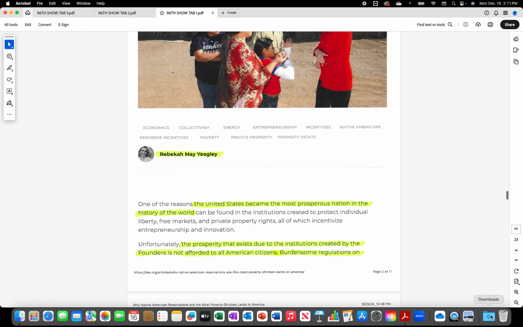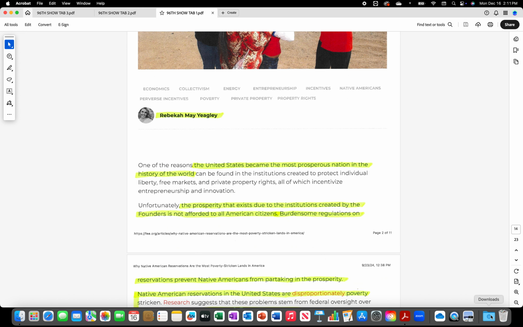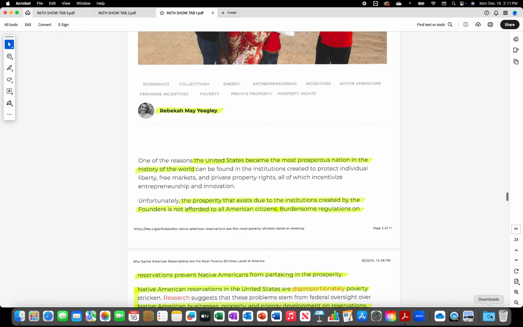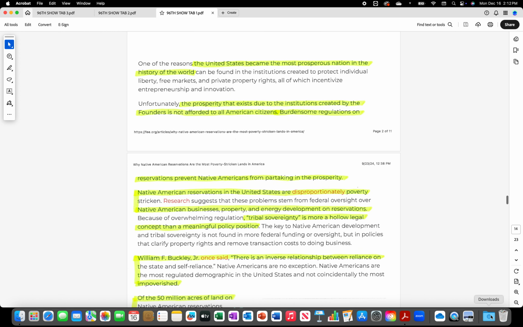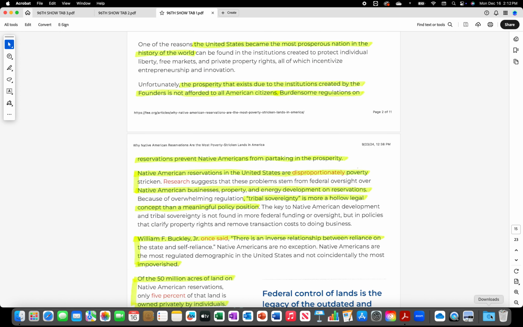Rebecca May Yeagley. The United States became the most prosperous nation in the history of the world. The prosperity that exists due to the institutions created by the founders is not afforded to all American citizens, or properly all United States citizens. America is the soil, and the soil has always been America. And the inhabitants of the Americas and America have always been American Indians. An American Indian isn't derogatory to the American Indians.